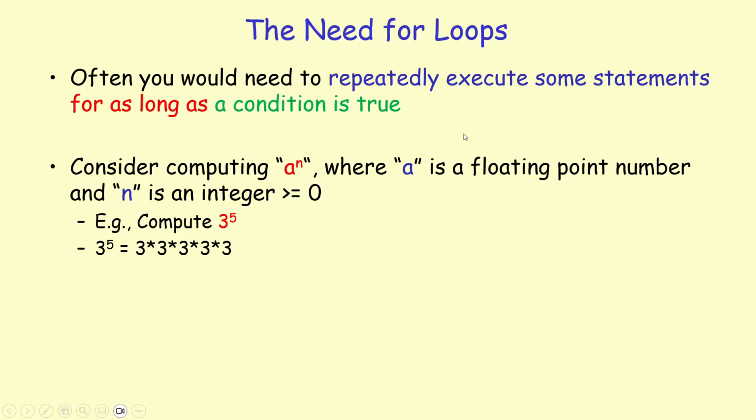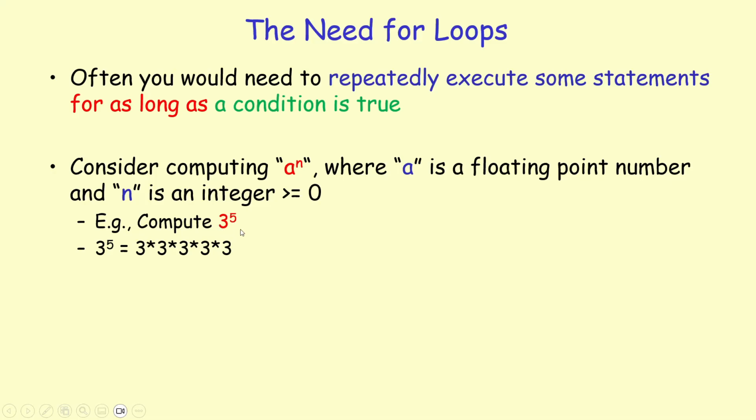Let's first look at the need for looping constructs in programming languages. Often, we would like to repeatedly execute some statements for as long as a condition is true. Let's motivate this by computing a to the n, where a is a floating point number and n is an integer. For example, let's compute 3 to the 5.